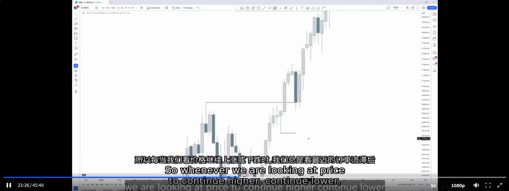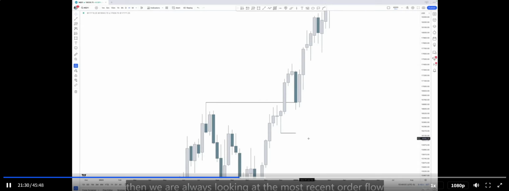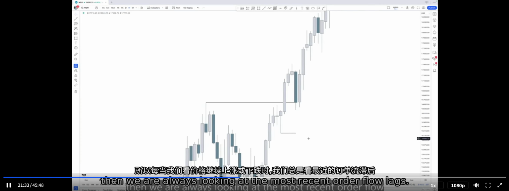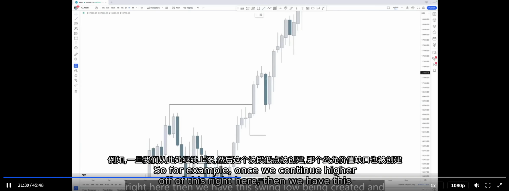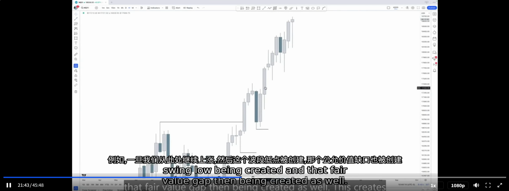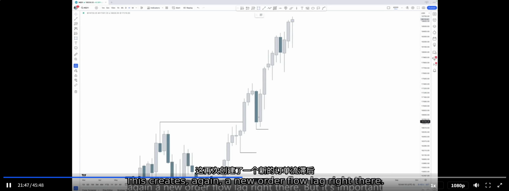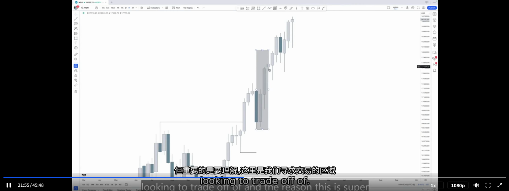So whenever we are looking at price to continue higher, continue lower, then we are always looking at the most recent order flow lags. So for example, once we continue higher off of this right here, then we have this swing low being created and that fair value gap then being created as well. This creates, again, a new order flow lag right there. But it's important to understand right here that this is the area that we are looking to trade off of.